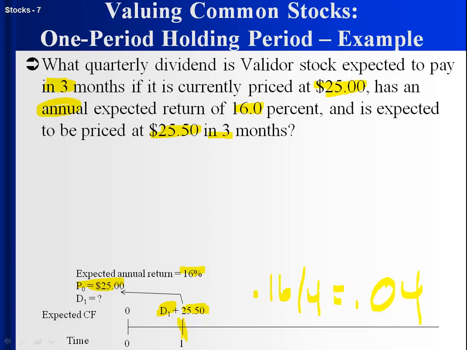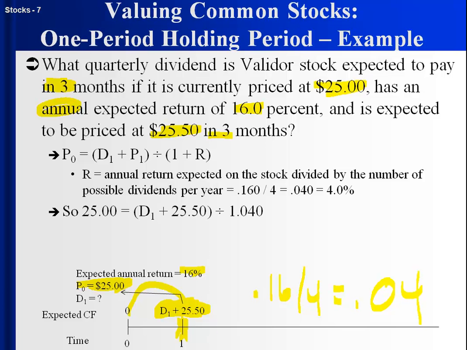So what we want to know is what's the dividend, such that in 3 months, if I get this dividend in my pocket and I have $25.50 in my other pocket because I anticipate being able to sell the stock for that, the present value of these discounted by 1.04 is equal to $25. So that's what we have. The reason the value of the stock, the reason the price is $25 today is because the aggregate of the wealth that we expect to have in 3 months has a present value of $25.